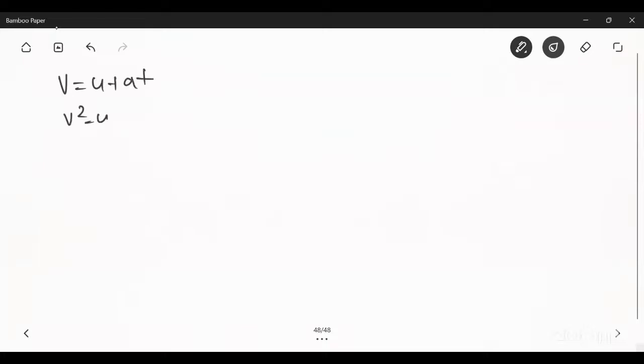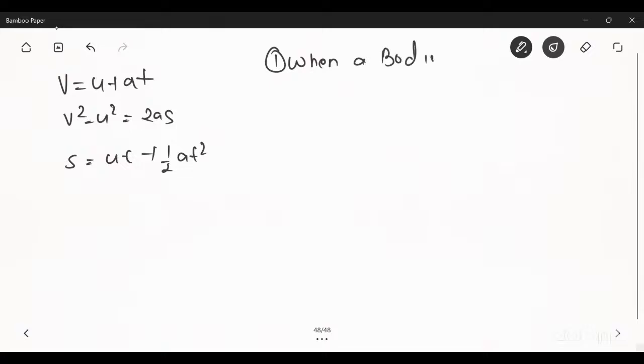Second one is v square minus u square is equal to 2as. Third one is s is equal to ut plus half at square. Now consider the first case when a body is thrown vertically upward. So if a body is thrown vertically upward, what will happen?